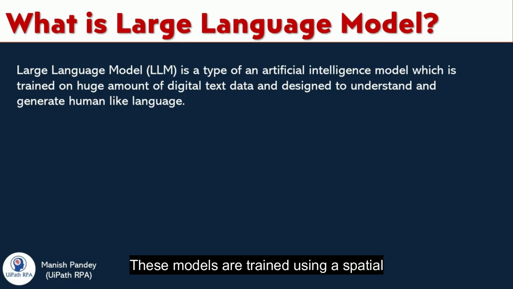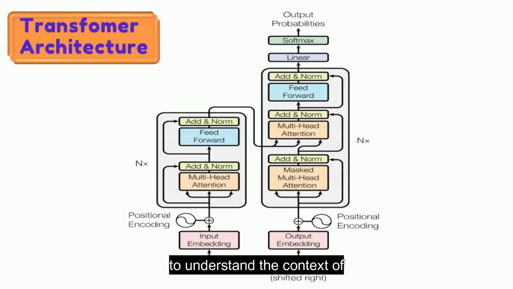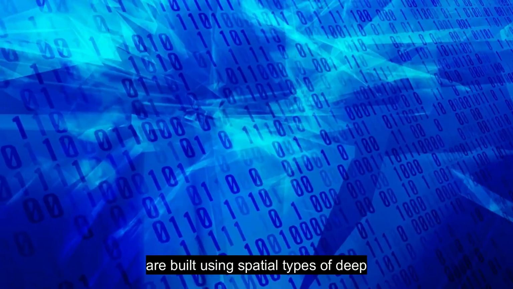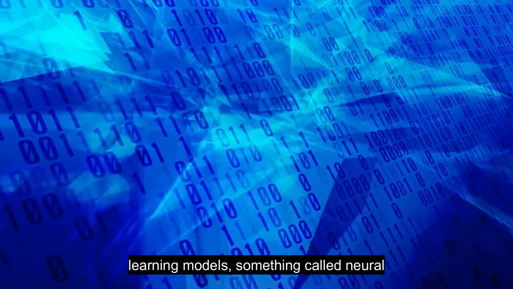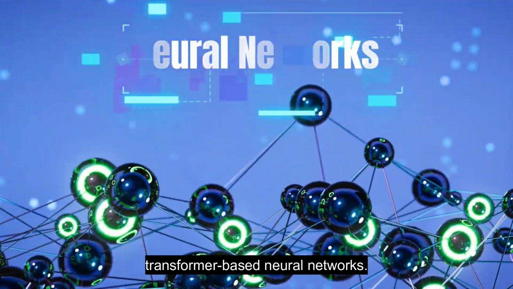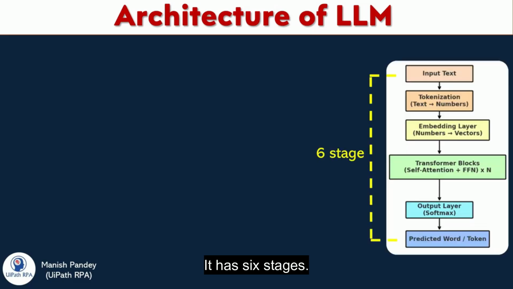These models are trained using a special technique called transformer architecture, which allows them to understand the context of your input, not just word by word, but meaning by meaning. Large language models like GPT-4 are built using special types of deep learning models called neural networks, specifically transformer-based neural networks. Now let's understand the architecture of LLM and learn how an LLM works. It has six stages. Let's take an example of ChatGPT because an LLM is used there.